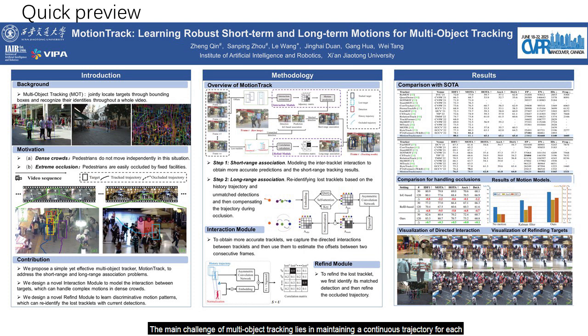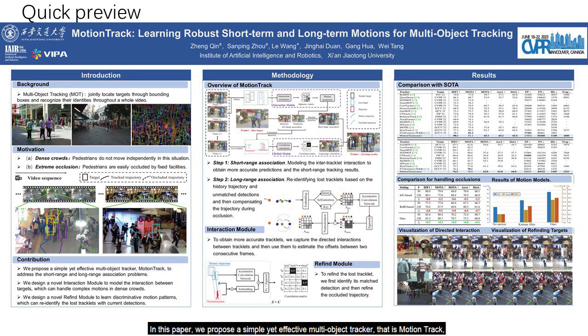The main challenge of multi-object tracking lies in maintaining a continuous trajectory for each target. Existing methods often learn reliable motion patterns to match the same target between adjacent frames and discriminative appearance features to re-identify the lost targets after a long period. However, the reliability of motion prediction and the discriminability of appearances can be easily hurt by dense crowds and extreme occlusions in the tracking process.